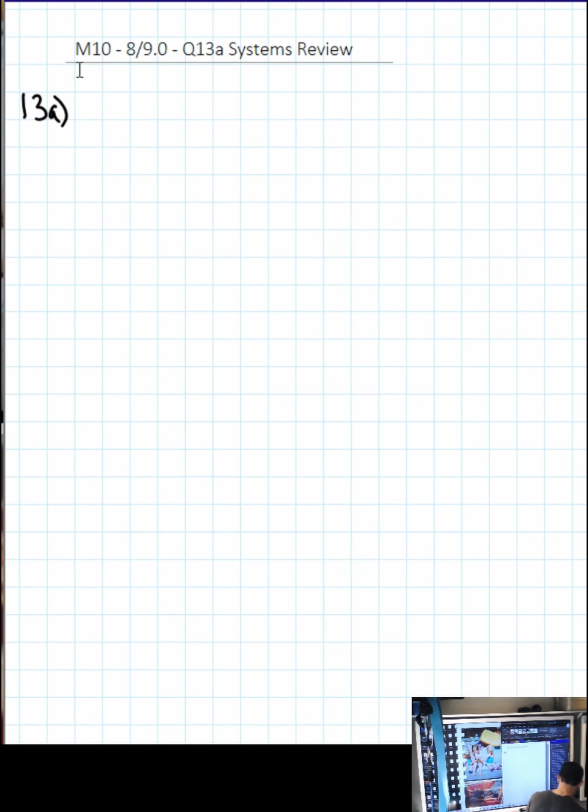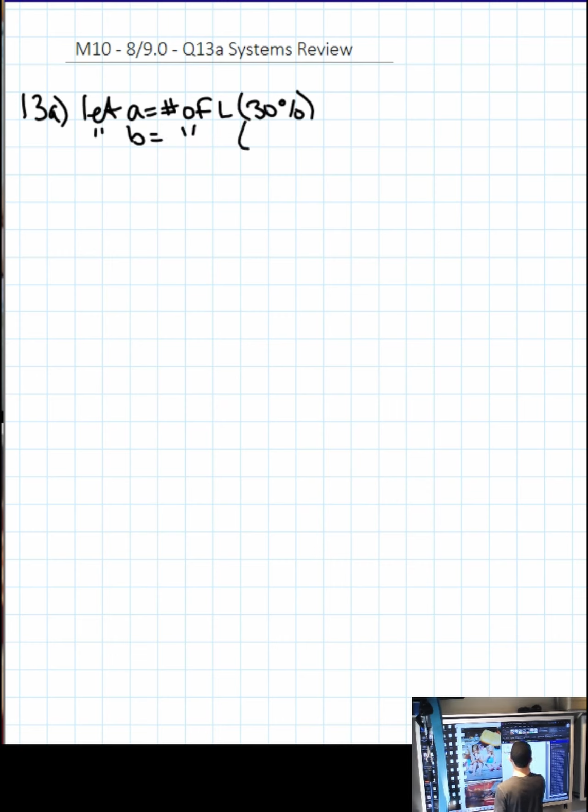Okay, number 13A. A scientist wants to make a 50-liter 40% acid solution. So we have 30% acid solution and 70% acid solution. How many of each? So let's let A equal the number of liters of 30%, and let's let B equal the number of liters of 70%. Notice how I'm using the ticks to drastically reduce the number of things that I need to write.